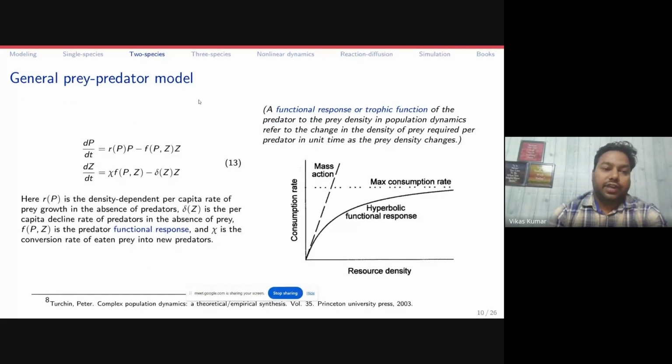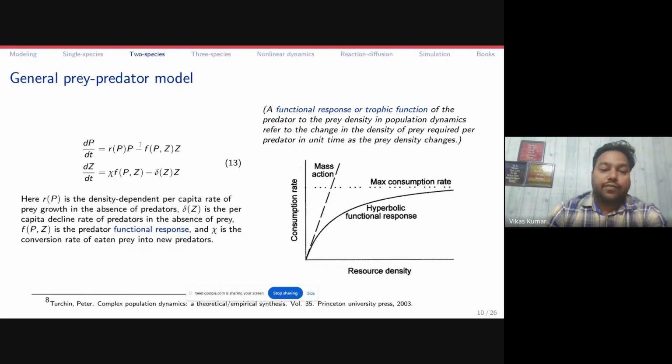And of course, we can have some general predator model. If you want to propose some new model, then you can propose it on your own. So how can you propose it? We have two equations, like the first equation, equation number 13, dP/dt equal to rP, where rP works like a growth function. You can take different kinds of growth, like linear growth, logistic growth, Smith growth functions. So we can use the growth functions here.